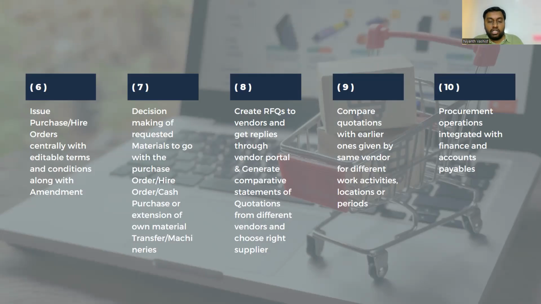So editable terms and conditions means what? Few terms and conditions will be agreed upon by the central team. The other terms and conditions will be changed upon by the local teams or the site teams. Let's say the payment is agreed by the central team, but the delivery dates can be agreed upon by the local team because, let's say, for example, I have to order paints, and I'll give our own example.